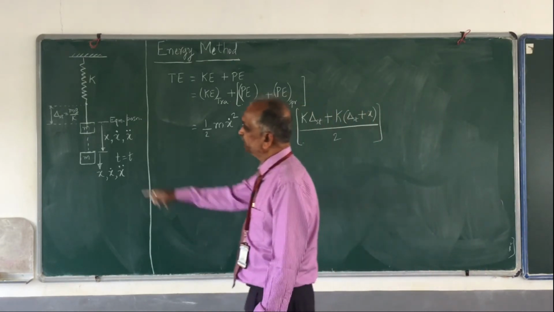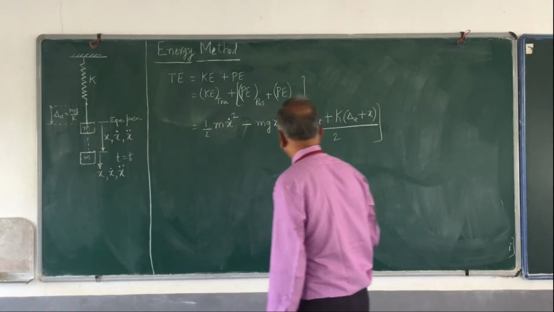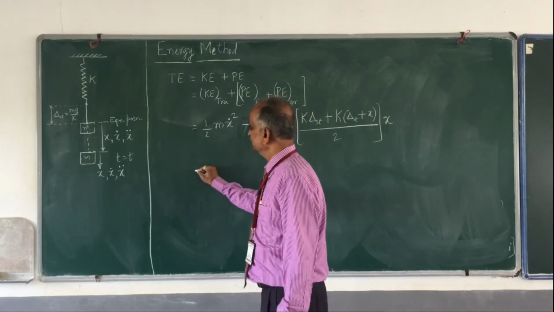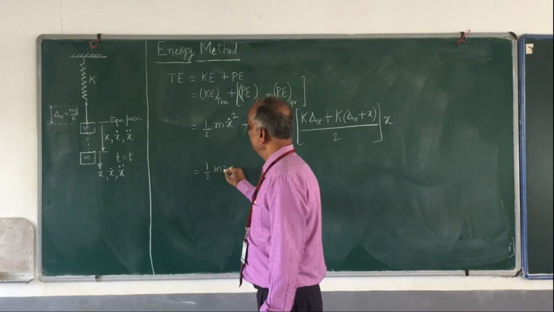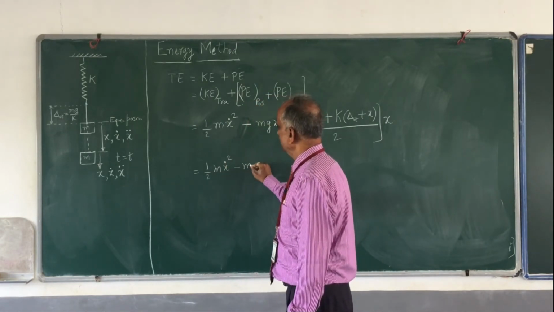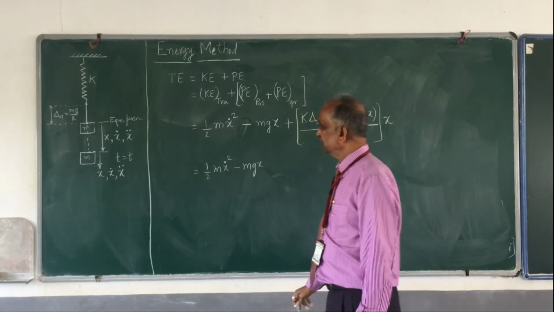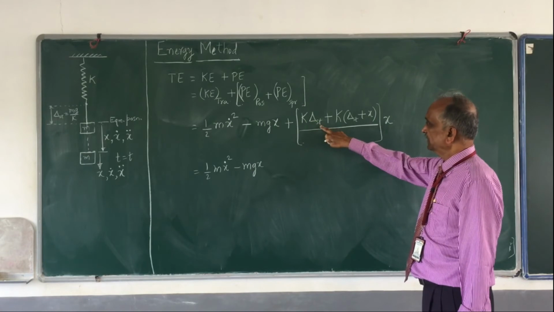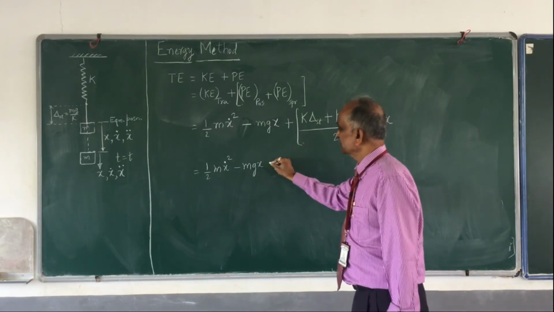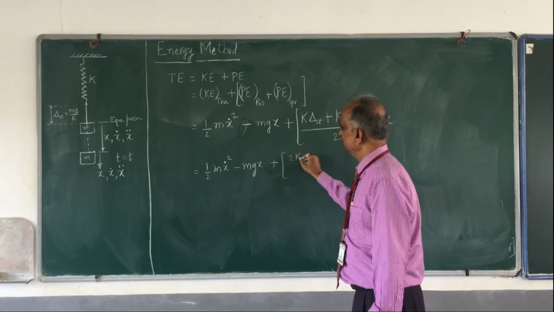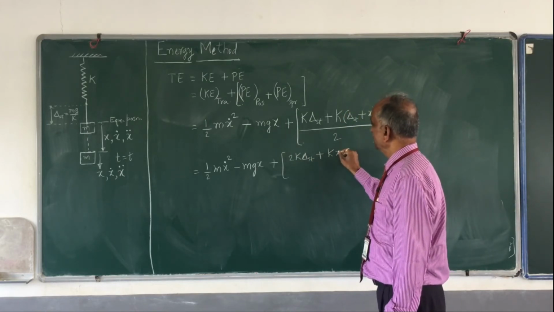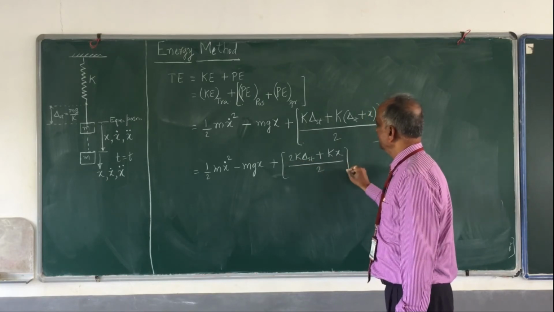Multiplied by, what is the displacement between these two positions? The displacement is x. Okay, simplify this. This is equal to half m x dot square minus mgx. Okay, this k delta st plus one more k delta st. Or more simply, I can do it: this is 2 times k delta st plus k into x divided by 2, into x.